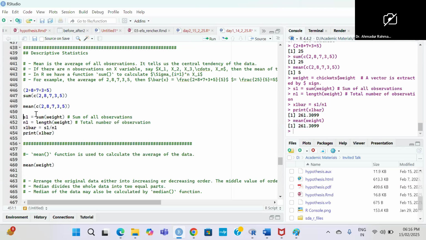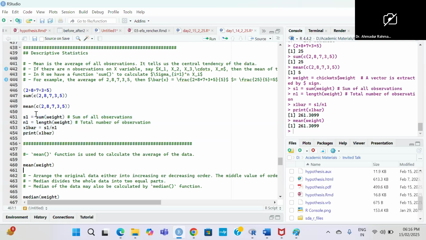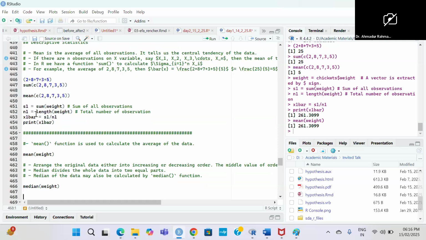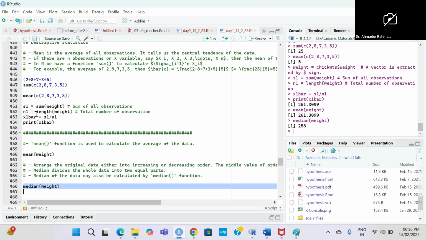In one we are calculating manually. First we are taking the sum, then we are dividing by the total number of observations, and we are getting this. And in the second one, we are using a function mean that is inbuilt in R. For median, the function is median of this. Okay, so it is easy. It is too easy to calculate mean. The function is mean. To calculate median, the function is median.